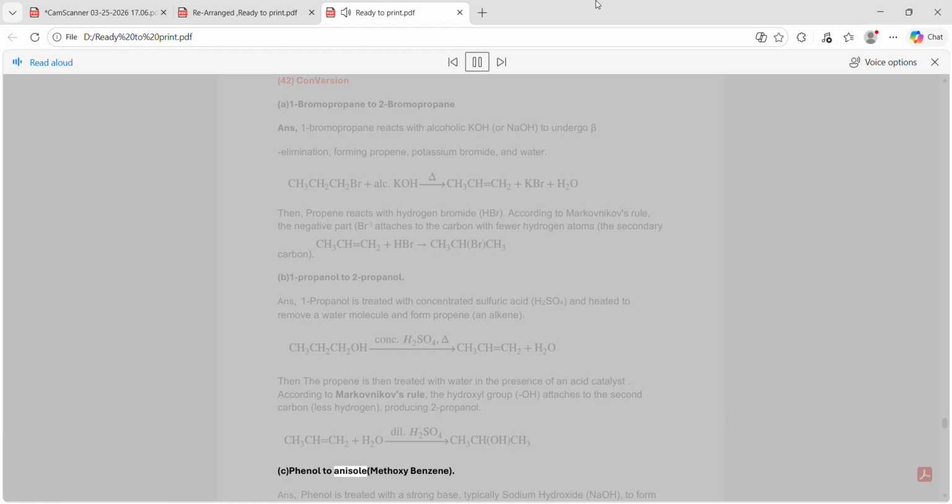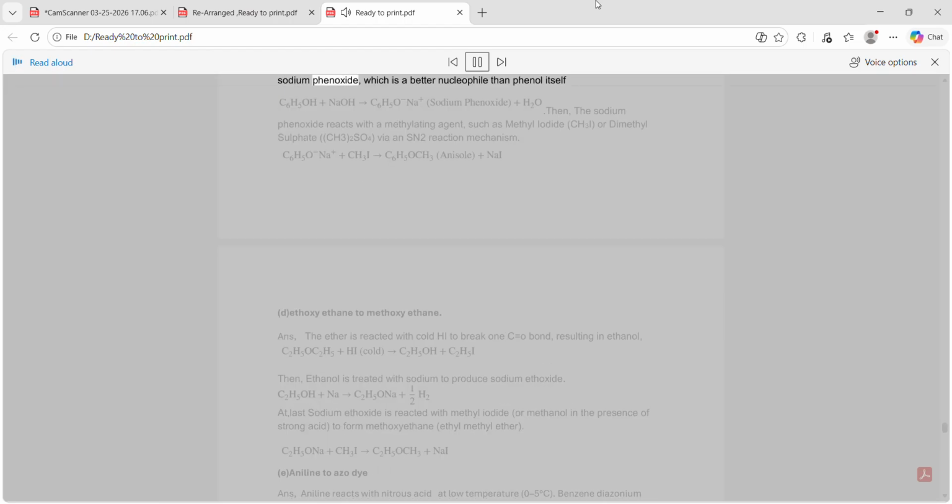C. Phenol to anisole, methoxybenzene. Answer: Phenol is treated with a strong base, typically sodium hydroxide, NaOH, to form sodium phenoxide, which is a better nucleophile than phenol itself. Then the sodium phenoxide reacts with a methylating agent, such as methyl iodide, CH3I, or dimethyl sulfate, (CH3)2SO4, via an SN2 reaction mechanism.